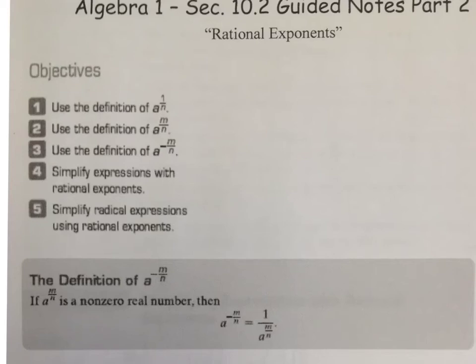We're doing 10-2 part 2 today. This is the second part of rational exponents. And we're going to do objectives 4 and 5 today, which is simplify expressions with rational exponents and simplify radical expressions using rational exponents. So those are the two parts we're doing today.